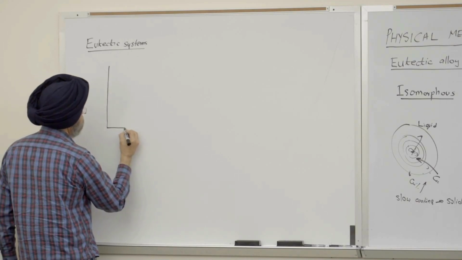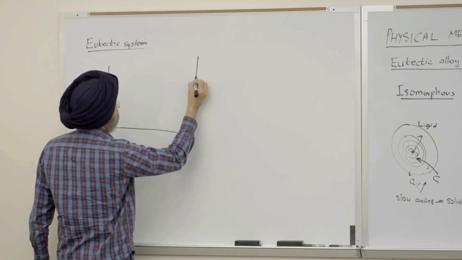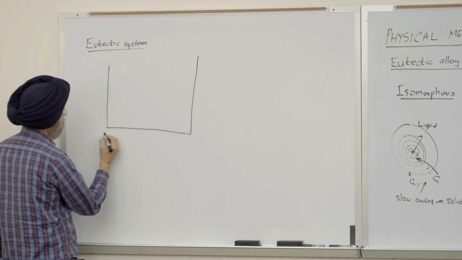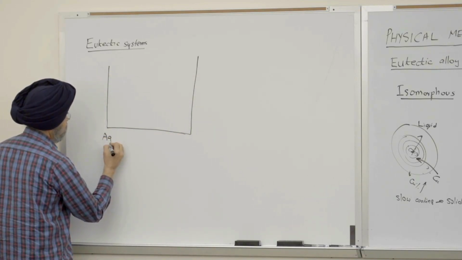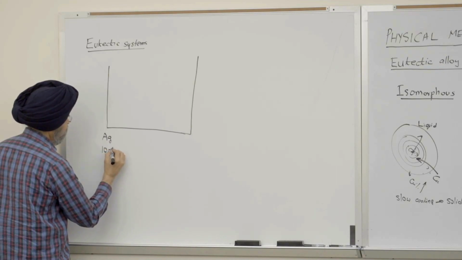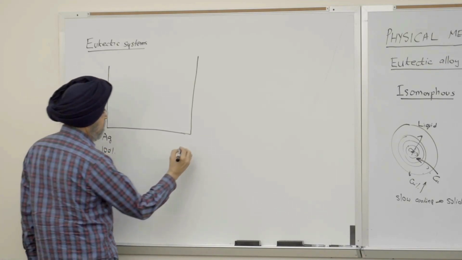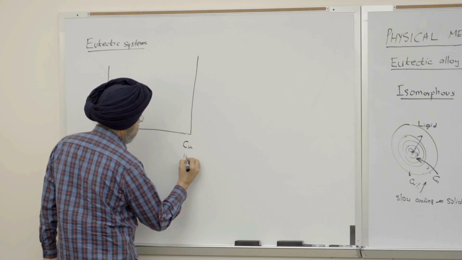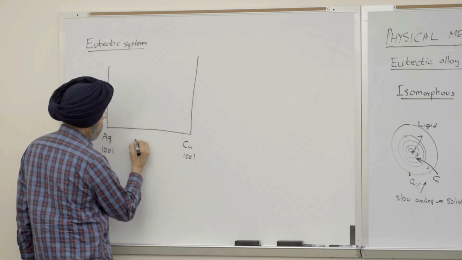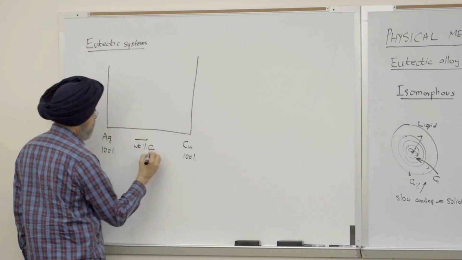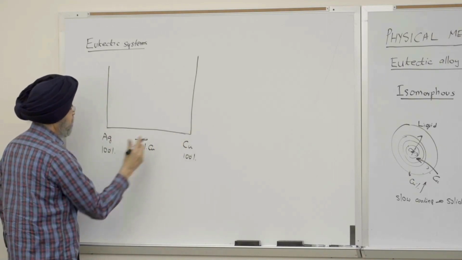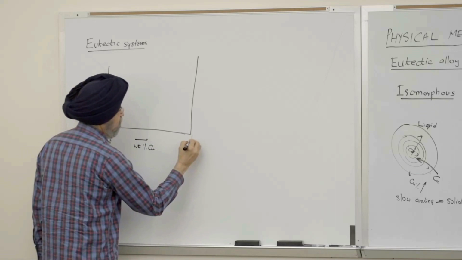For eutectic systems, let's pick a very important eutectic alloy system that we use, and that will be silver-copper. As usual, this axis is composition. This is silver 100%. This is copper 100%. So this axis is weight percent copper, and we go from 0 to 100 for copper.